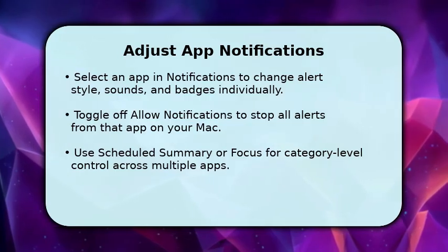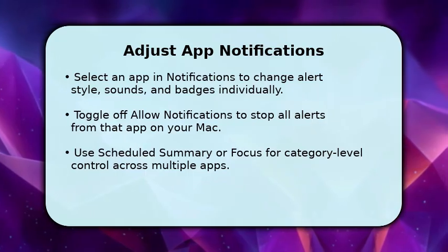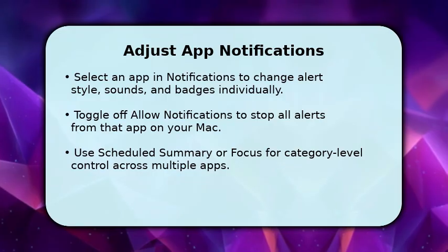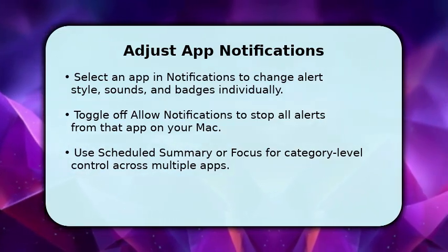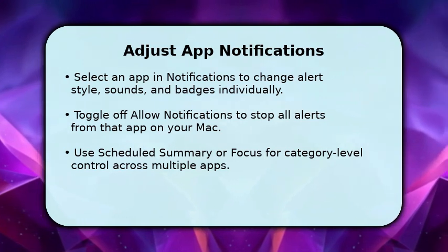Make sure to scroll through messaging, phone, and third-party apps like WhatsApp or Slack. If you prefer broader control, enable Scheduled Summary or a Focus mode to batch and delay non-urgent alerts. This middle step gives precise control, so you don't silence essential system alerts unintentionally.